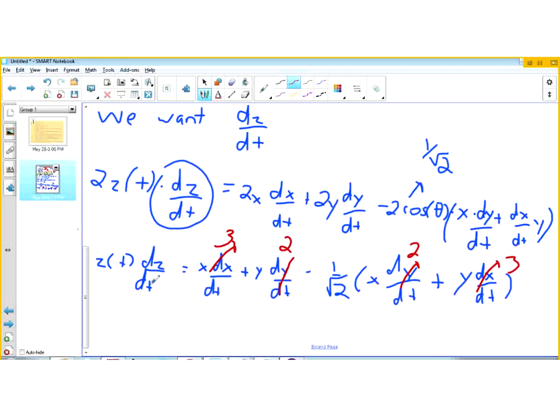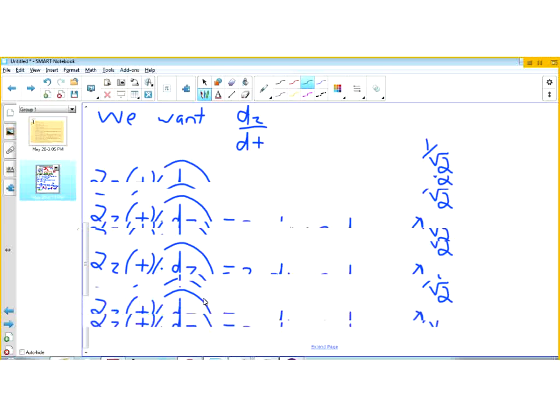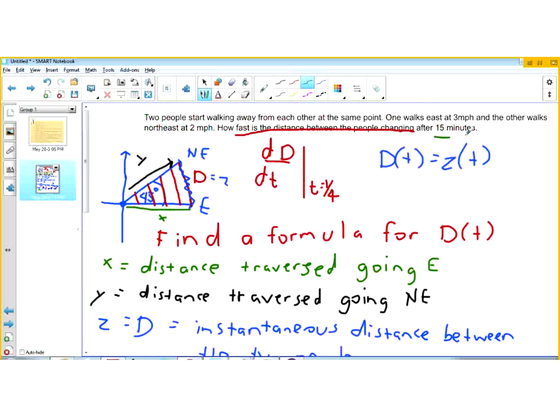Okay. So now, what is z of t? We need to solve next for what z of t is. What would be a reasonable value for z of t? If the two guys walk for 1/4 of an hour, after 15 minutes, which was our targeted time for the problem, right?